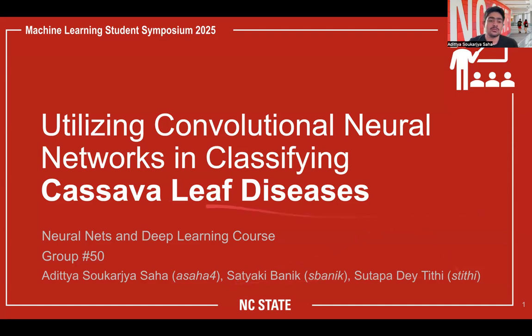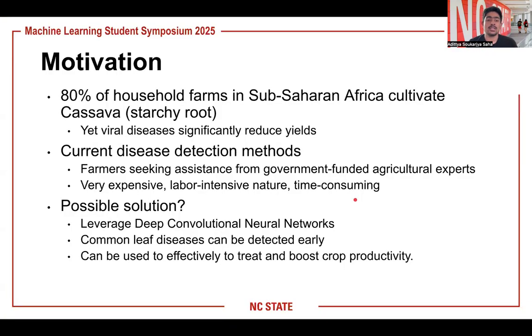Today we'll be talking about our project utilizing convolutional neural networks in classifying cassava leaf diseases. The motivation is that 80% of household farms in sub-Saharan Africa cultivate cassava and yet they suffer from viral diseases which significantly reduce yields. The current disease detection methods require farmers to go to government-funded agricultural experts, which is a very expensive and labor-intensive process, and it consumes a lot of time as well.